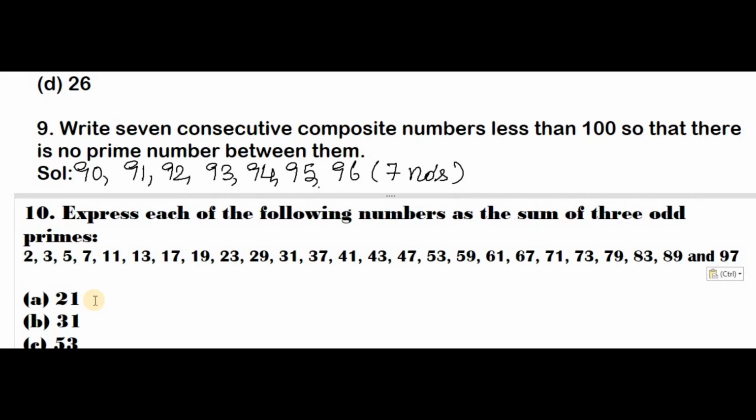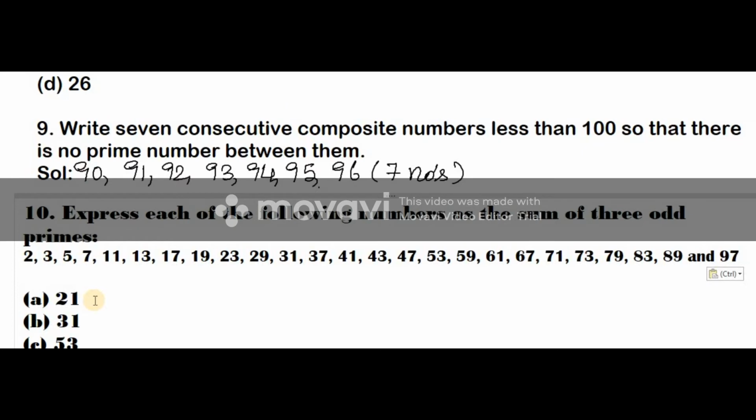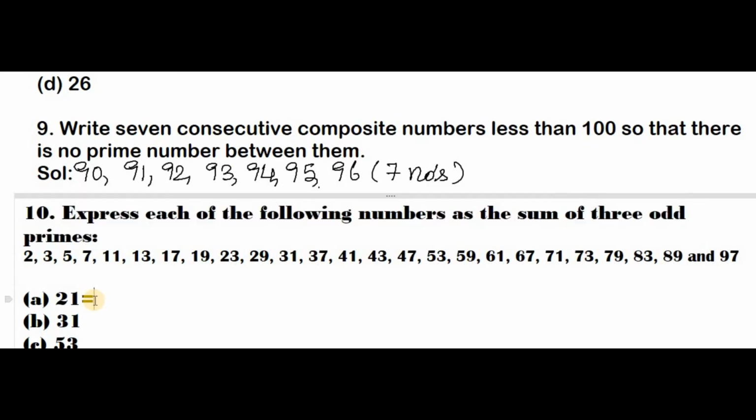So what is the question here? Next question: express each of the following numbers as the sum of 3 odd primes. So you are going to take 3 prime numbers. Other than 2 we have all odd numbers only, so there is no problem. You are going to add any 3 numbers and the sum should be 21. So what are the 3 numbers you will add? Okay, I am adding 3, 7 and 11. We will get the answer 21.